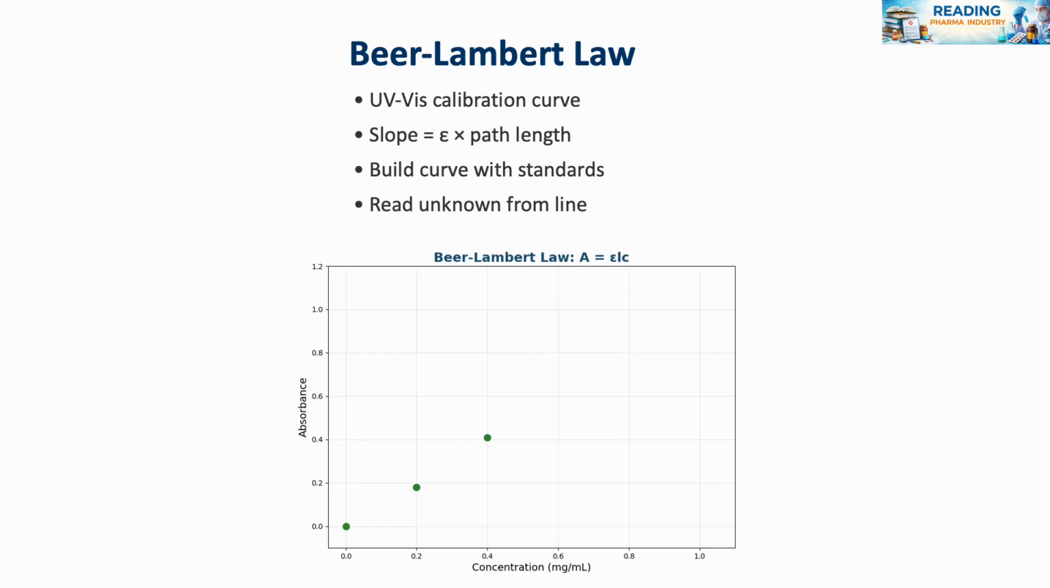Another essential and commonly used linear application is the Beer-Lambert law in UV-Vis spectroscopy. These experiments are very commonly used in analytical chemistry. The slope equals epsilon times path length. So you build a calibration curve with standards of known concentrations. You measure their absorbance and you plot the line. Then for an unknown sample, you measure its absorbance and you read the concentration directly from your line. As mentioned, this is quite common in analytical chemistry.